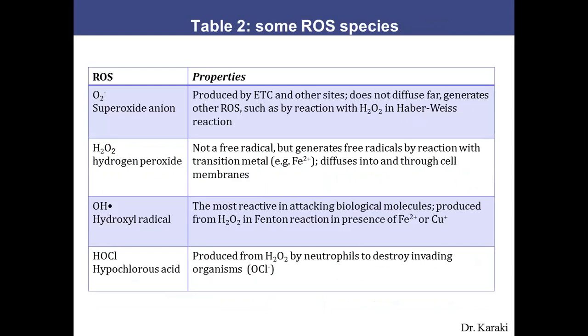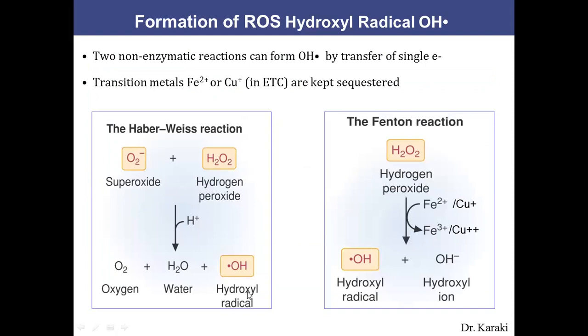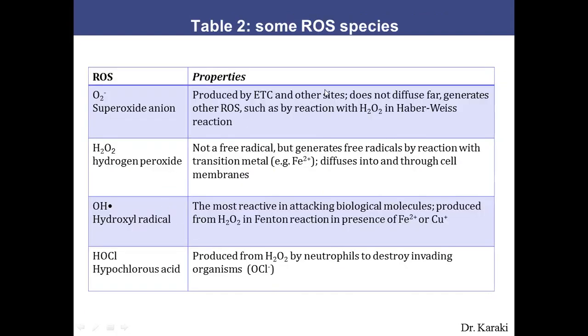Now, this is the table that summarizes the most famous reactive oxygen species. The superoxide anion, O2-, is produced by the electron transport chains and other sites. It doesn't diffuse far, not like hydrogen peroxide. It generates other reactive oxygen species, like you can see here from the superoxide, we have generated the hydroxyl radical, such as by the reaction of H2O2 in the Haber-Weiss reaction. Now, hydrogen peroxide is a reactive oxygen species, but not a radical like I've already said. It generates free radicals by reaction with transition metals like Fe2+ and Cu+.